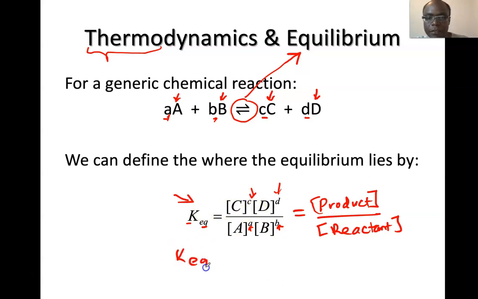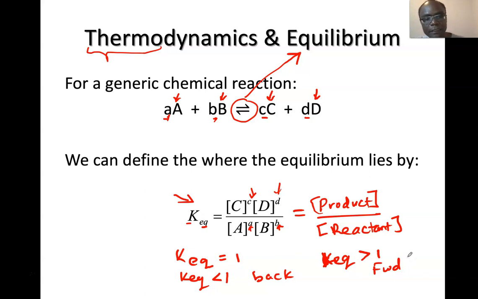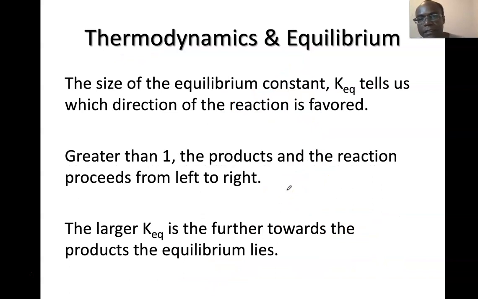So if Keq equals 1, neither side is favored. The reaction will go forward as much as it goes backward. Now, if Keq is less than 1, then the back side is favored. If the calculation gives you a value that is greater than 1, then the forward side of the reaction is favored. Now we also use energetic plots, energy diagrams or graphs, to explain the same concept.